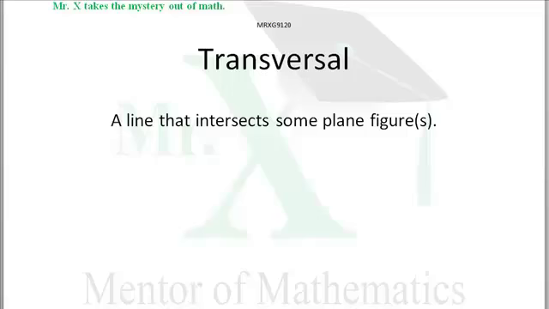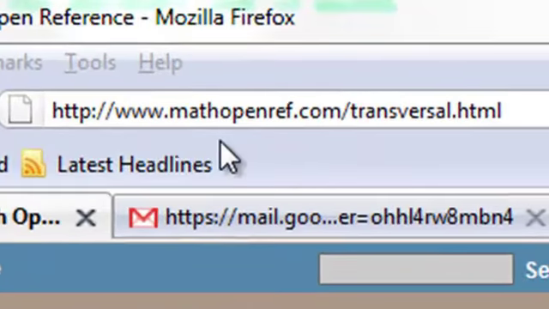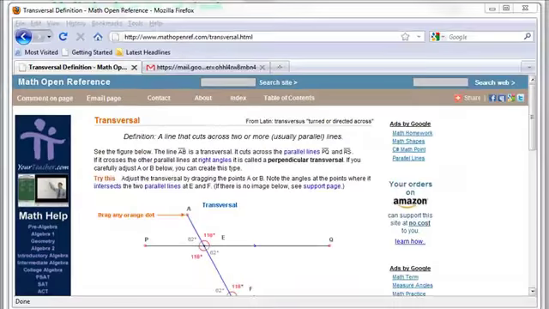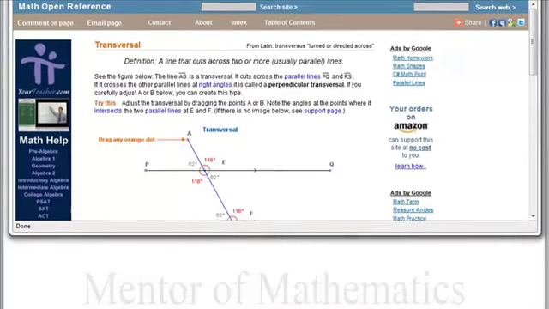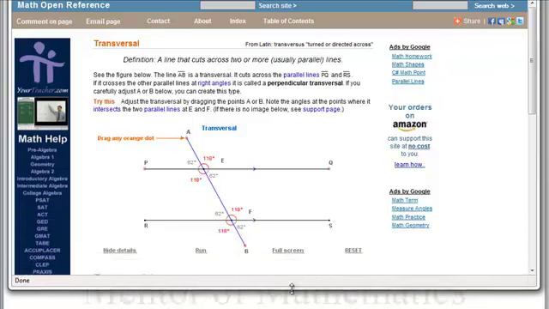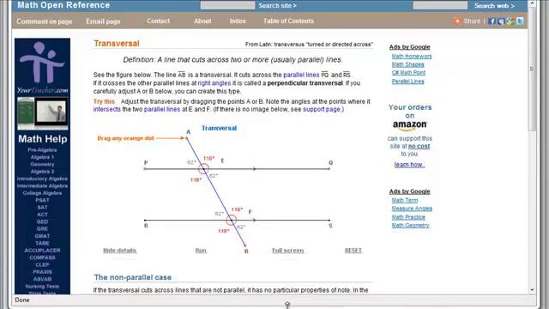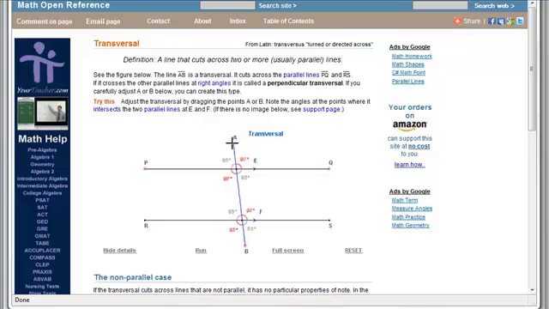But if we go to Math Open Reference, oh, these guys are good. Is it .org or .com? Hang on a second. mathopenref.com. They have a very nice little transversal here. Check this out. You can go there and you can drag and see the angles change.